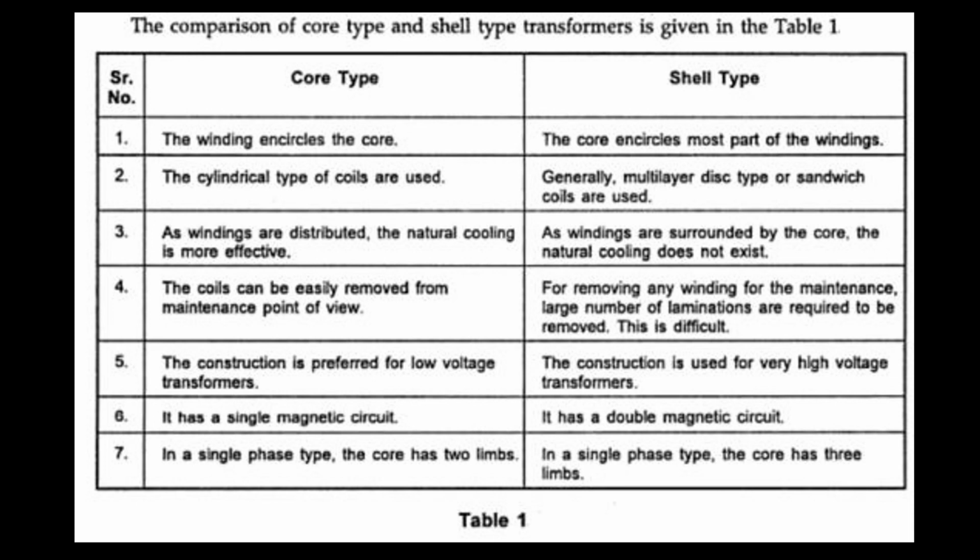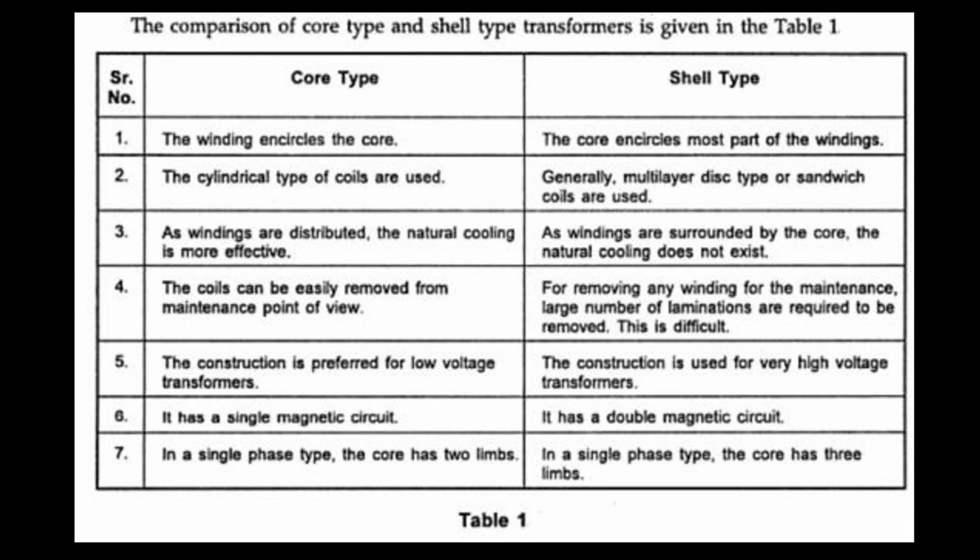In case of core type transformer, the coils can be easily removed from the maintenance point of view because they are assembled on separate limbs. And in case of shell type transformer, for removing any winding for maintenance, a large number of laminations are required to be removed. So it is somewhat difficult. Core type construction is preferred for low voltage transformers, and shell type transformer is used for very high voltage ratings.